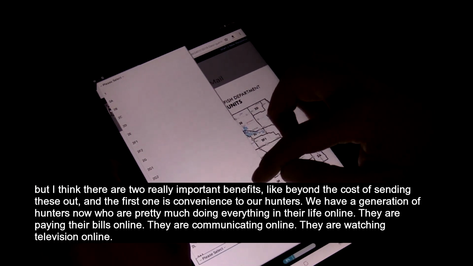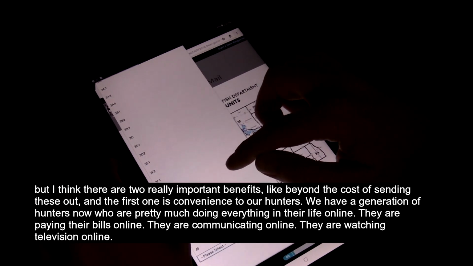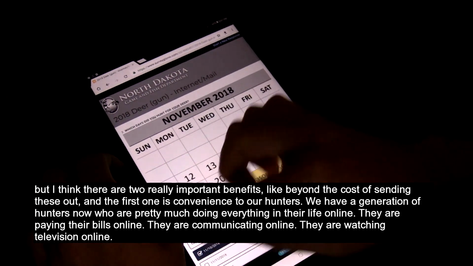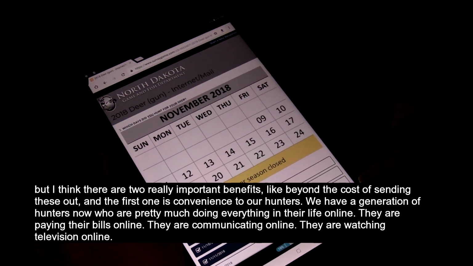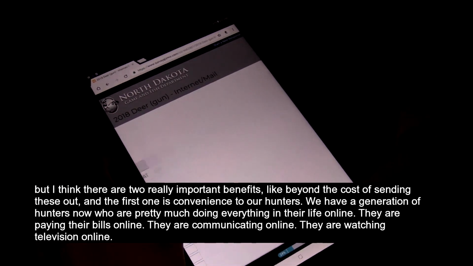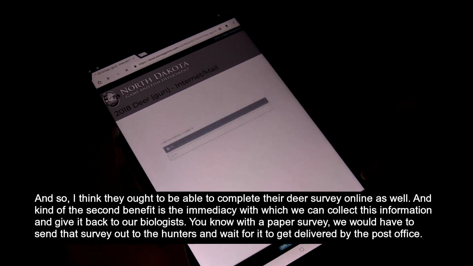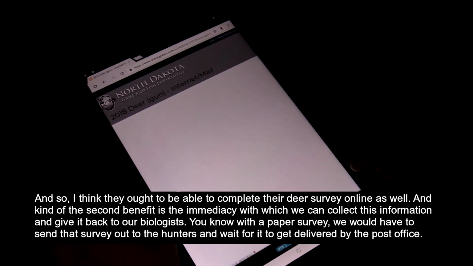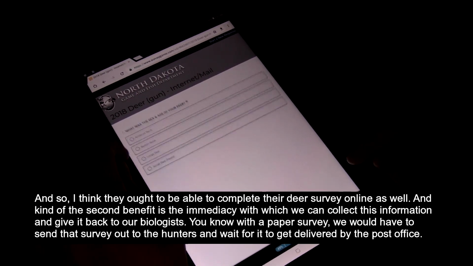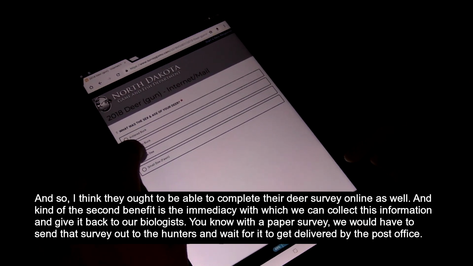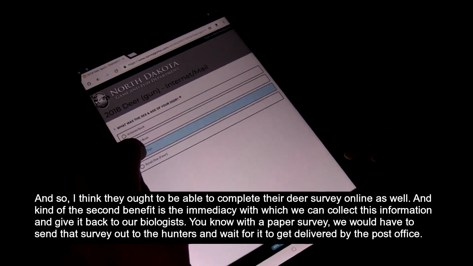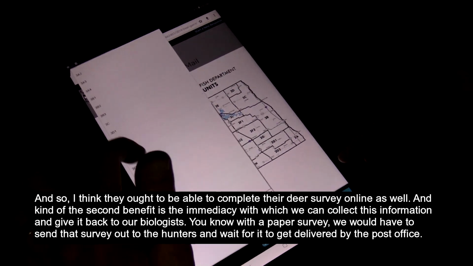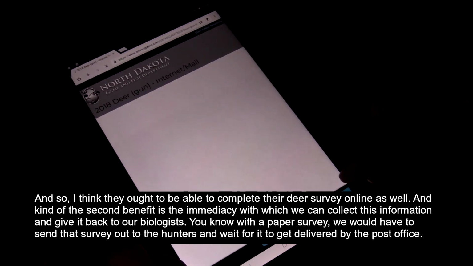And the first one is convenience to our hunters. We have a generation of hunters now who are pretty much doing everything in their life online. They're paying their bills online, they're communicating online, they're watching television online. And so I think they ought to be able to complete their deer survey online as well. And kind of the second benefit is the immediacy with which we can collect this information and give it back to our biologists. With a paper survey, we would have to send that survey out to the hunters and wait for it to get delivered by the post office.